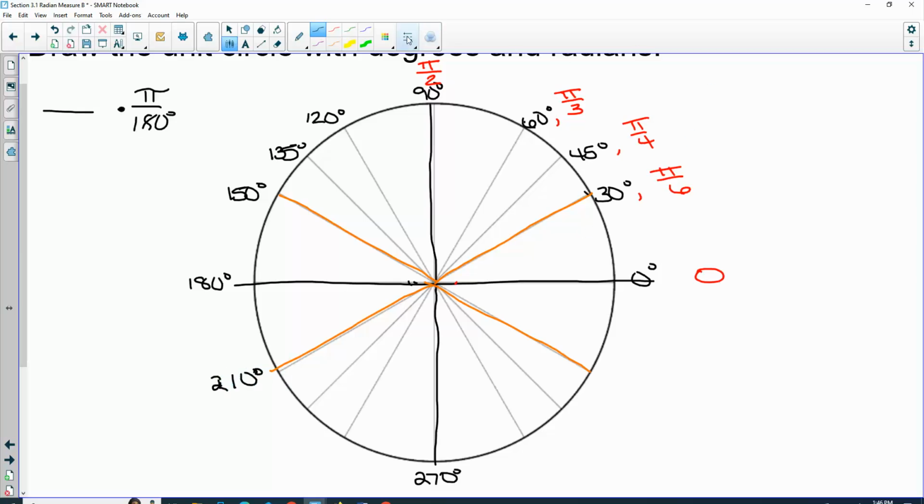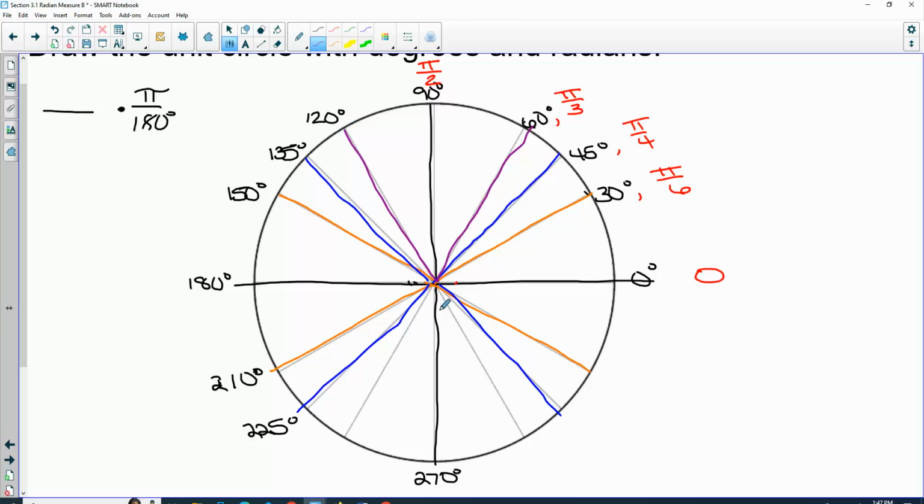The next one. All of these angles have a reference angle of 45. They are 45 degrees from the x-axis. So 180 plus 45 is 225. These lines, these are all 60 degrees from the x-axis. So 180 plus 60 is 240 degrees.